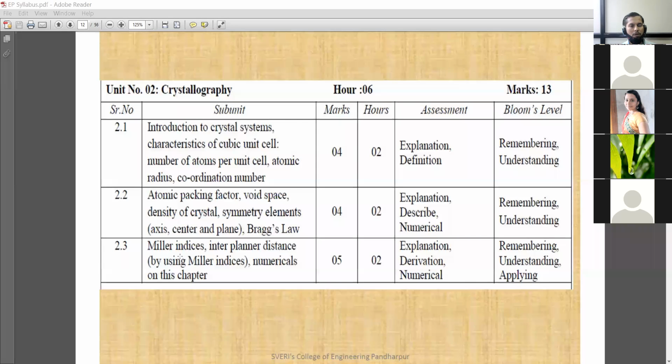2.3, Miller indices, comma, interplanar distance. In bracket, by using Miller indices, bracket complete. Comma, numericals on this chapter as usual, the last part of the chapter.